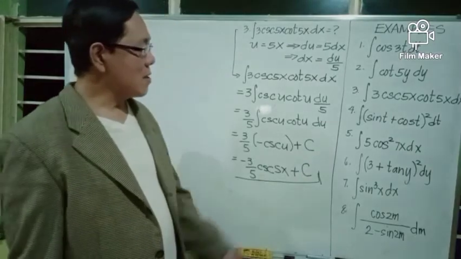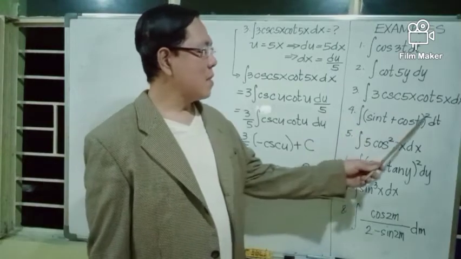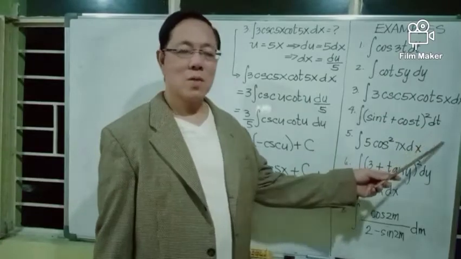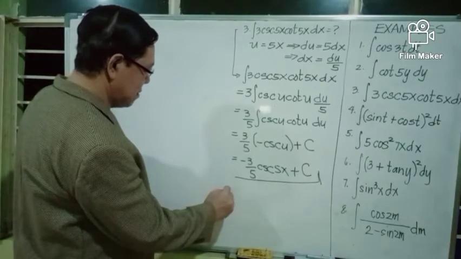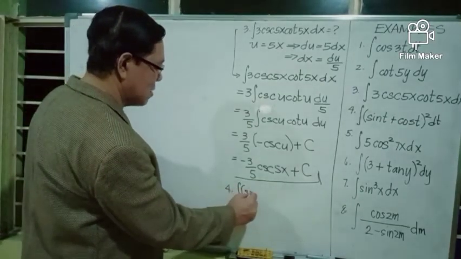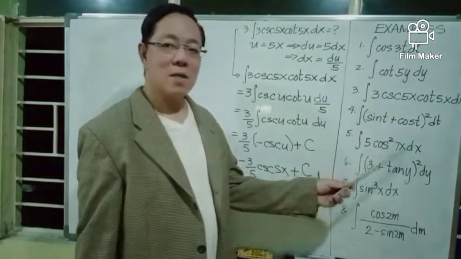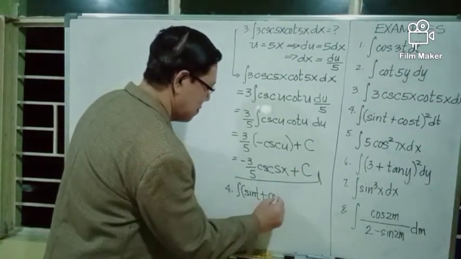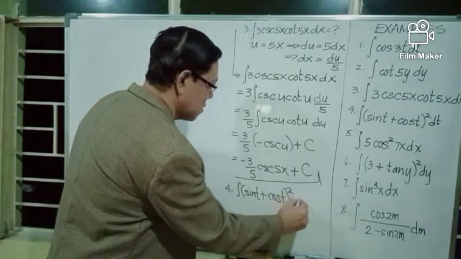Now we answer number 4. We are given the integral of the square of the sum of sine t and cosine t with respect to t. We have number 4, the integral of the quantity sine t plus cosine t, squared, with respect to t.